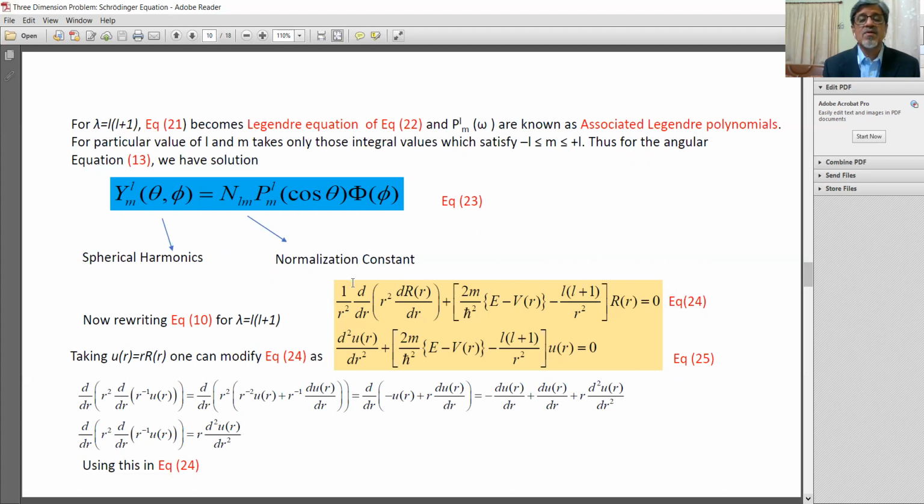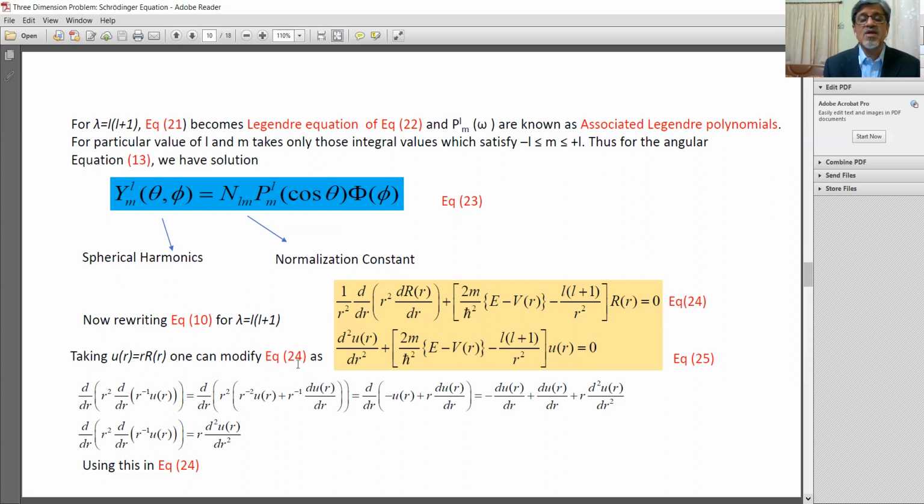So the radial equation is 1 upon r squared d by dr of r squared dR by dr, and in the bracket 2m by h cut squared (E minus V(r)) minus L(L plus 1) by r squared, R(r) equal to 0. That is equation number 24, and we are writing lambda equal to L plus 1. Now taking u(r) is equal to r R(r).